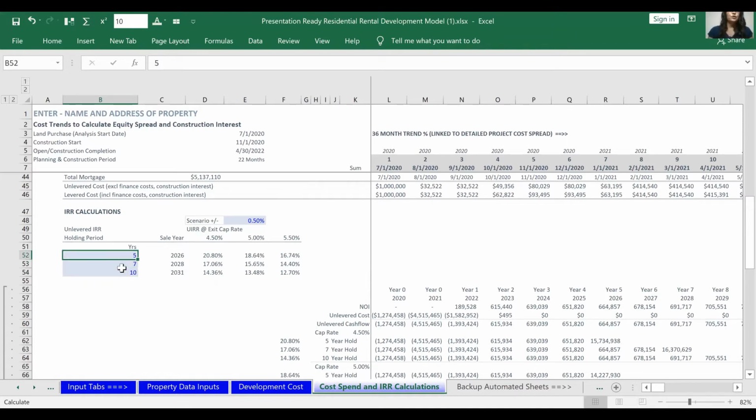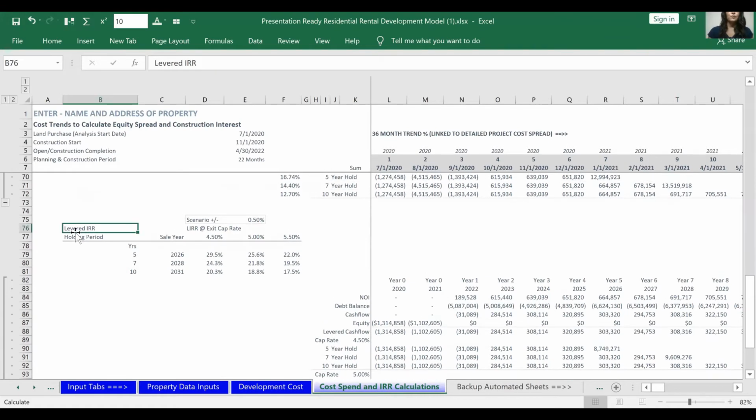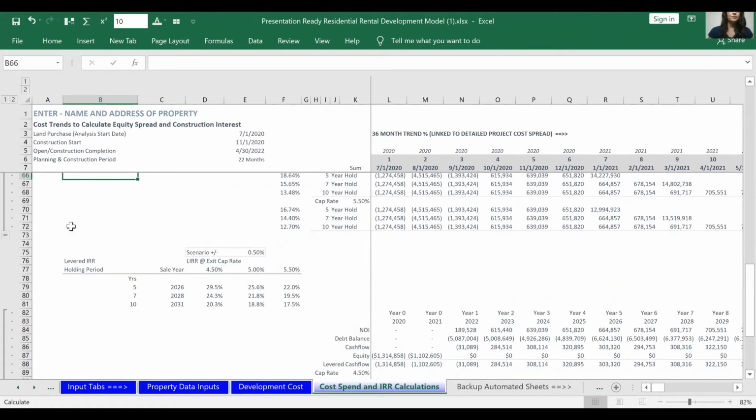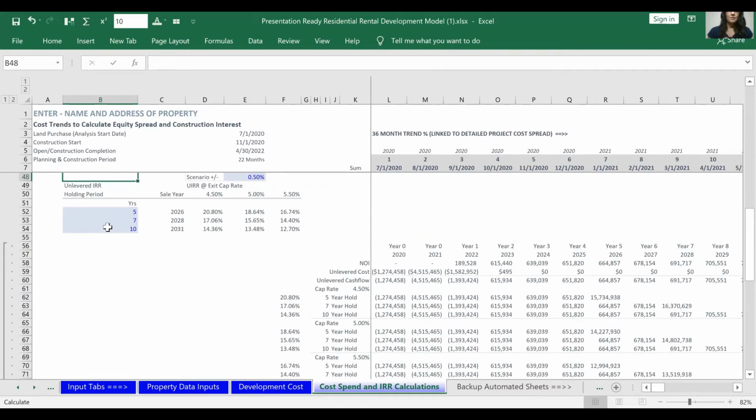And also your cap rate. This is controlled by an input that we put on the other page. You'll look at what the cap rate will be on the exit as well. And down below is just all the calculations. This is all automated. And this is the levered IRR. The one above was the unlevered IRR. So those are all the inputs.